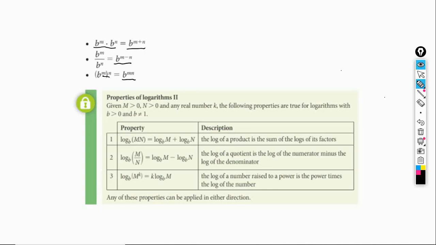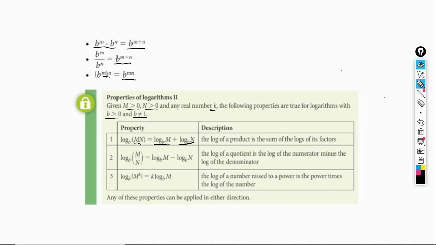Given m greater than 0, n greater than 0, and any real number k, the following properties are true for logarithms with base b greater than 0 and not equal to 1. Property number 1: log base b of m times n is equal to log base b of m plus log base b of n. That means that the log of a product is the sum of the logs of its factors.